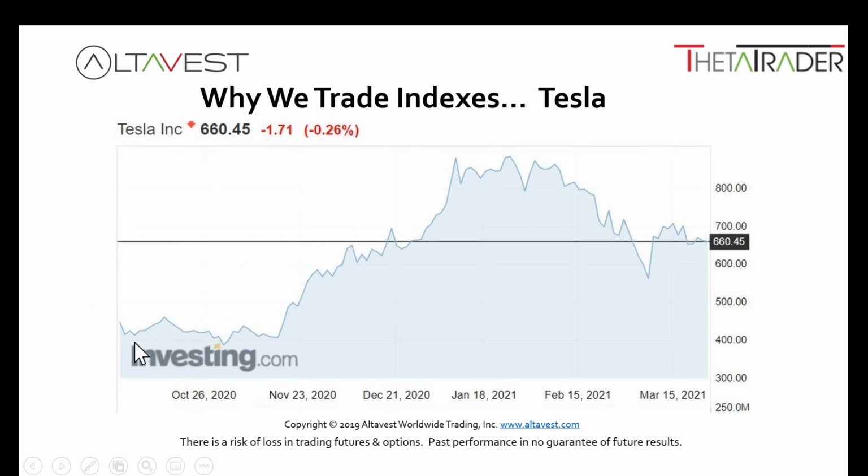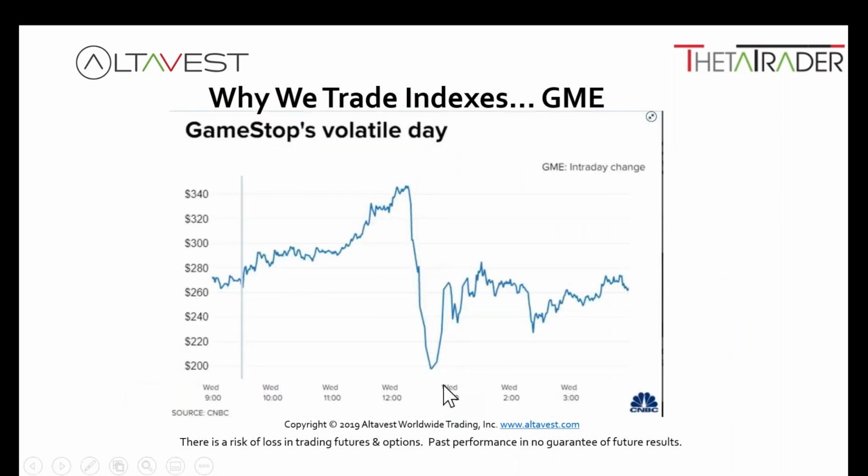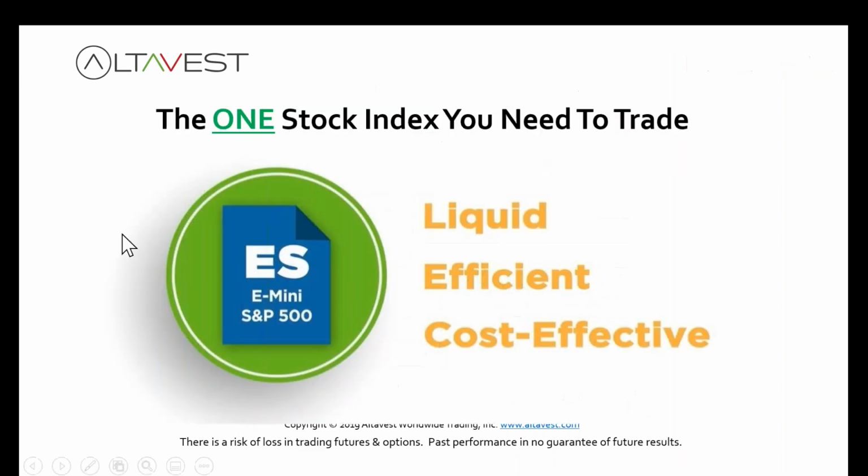What about volatility? Here's Tesla. I don't have to go on and on, but that's a difficult thing to trade. I know if you bought it 5, 6, 10 years ago and held on to it, you're doing great. But just day by day, that's a tough thing to do. Here, GameStop, everyone knows about that. Look at the volatility in these things. So we're going to talk about trading the E-mini S&P 500.